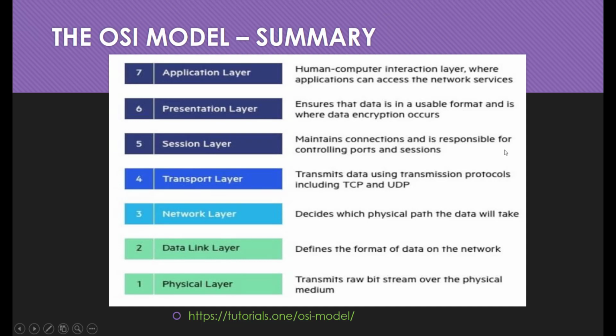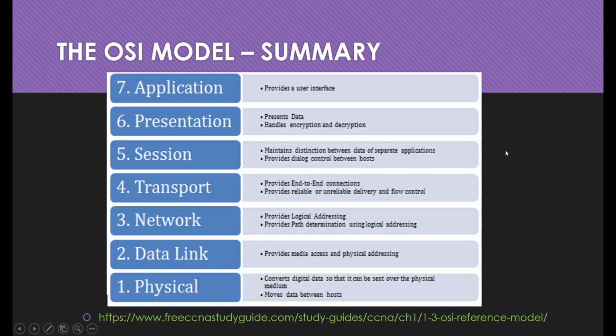over the physical medium. So let's just see one more summary which summarizes it. So we see that the application layer provides a user interface. The presentation layer presents data and handles encryption and decryption. The session layer maintains distinction between data of separate applications and provides dialog control between hosts. The transport layer provides end-to-end connections, and provides reliable and unreliable delivery and flow control. Remember, reliable is TCP, unreliable is UDP.